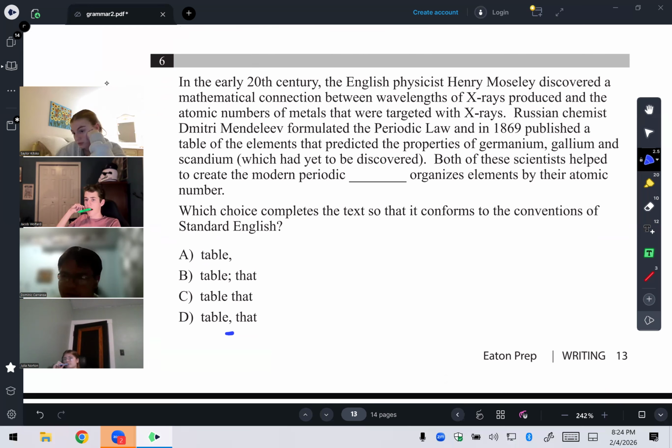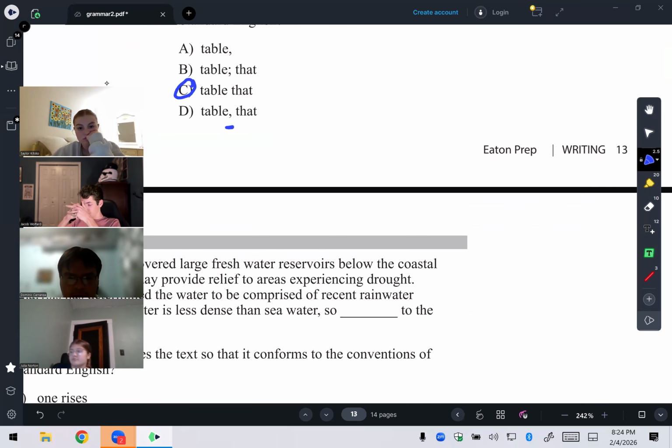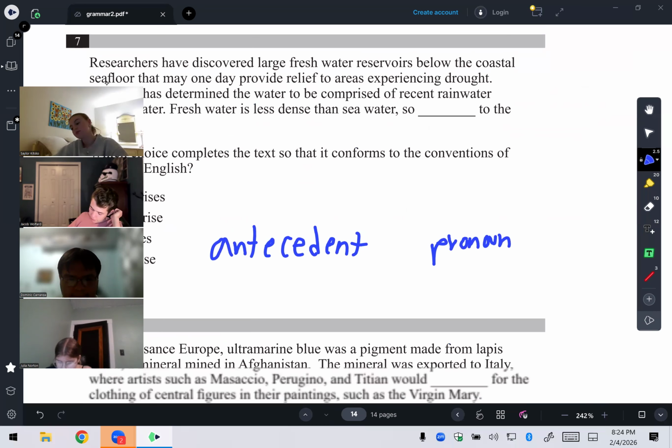Russian chemist Dmitry Mendeleev formulated the periodic law and in 1869 published a table of the elements that predicted the properties of germanium, gallium, and scandium, which had yet to be discovered. Both of these scientists helped to create the modern periodic table that organizes elements by their atomic number. So just remember the relative pronoun that doesn't take a comma and is only used with restricted clauses. On to number 7, we're almost done.